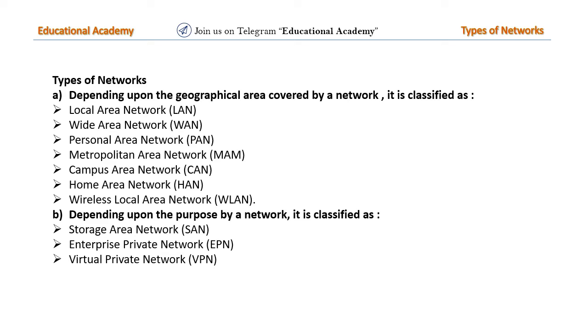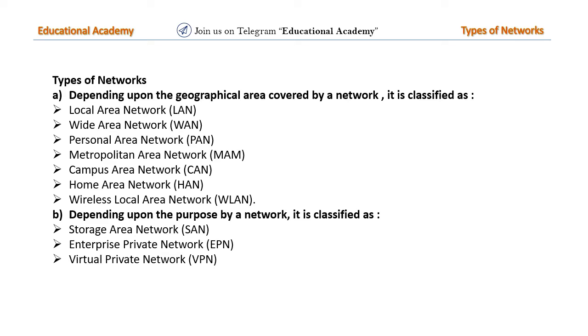First, networking can be classified by the geographical area it covers. The first type of networking depends upon the geographical area covered by a network. The second depends upon the purpose of the network. So we have two types of networking: one defined by the geographical area covered, and one by the purpose of our work.